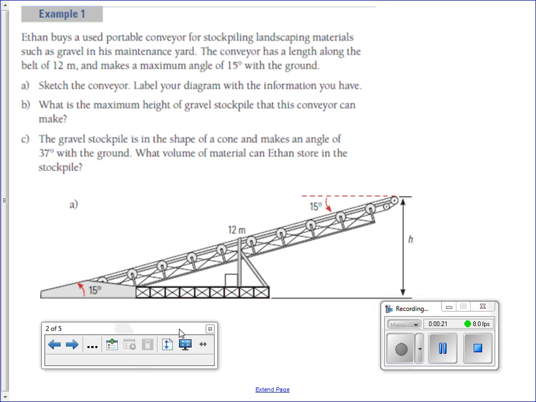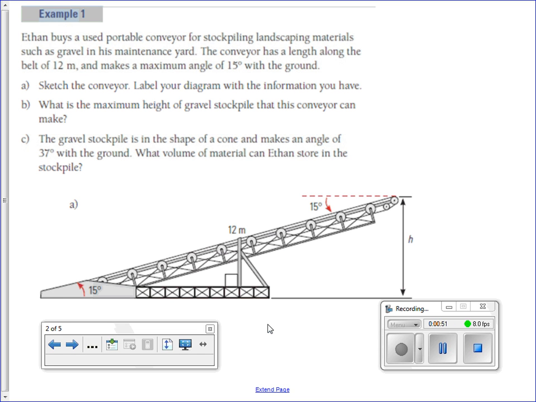Here's a question about a conveyor that they use. It looks like moving such things as gravel. And the conveyor is 12 meters long, as we can see in the diagram here, and makes an angle of 15 degrees with the ground. And we already have it sketched, so that's part one. But the question is, how do you find the maximum height of the gravel stockpile that this conveyor can make? And you can see that's indicated with the letter H here.